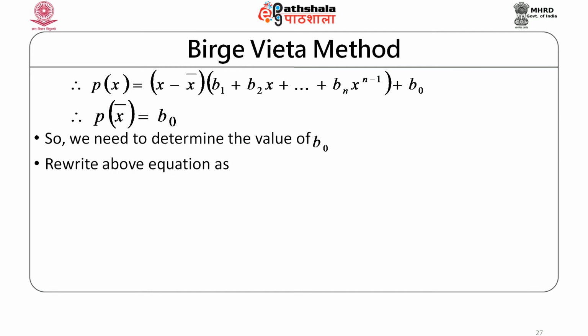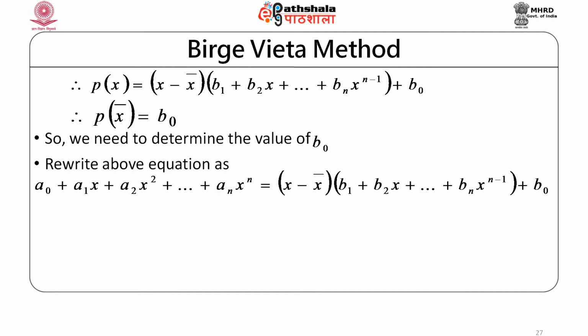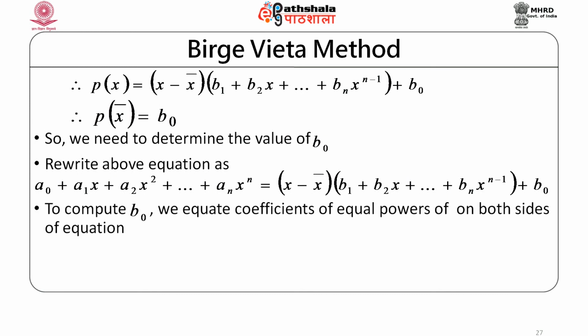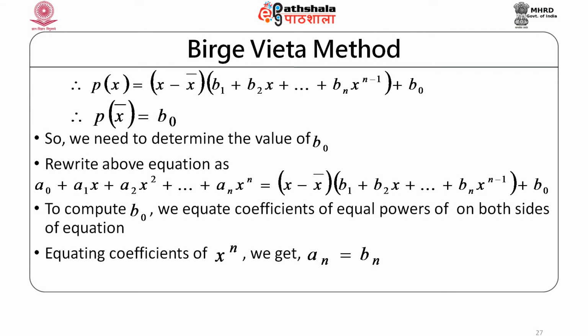Let us equate, to get b 0, the coefficients of different powers of x on both the sides. So, p x I have written as a 0 plus a 1 x plus a 2 x square plus up to a n x raised to n, and the right side is x minus x bar into b 1 plus b 2 x plus up to b n x raised to n minus 1, plus b 0. Equating the power of x raised to n, the left side is a n only and the right side is x into the highest term x raised to n minus 1, which gives you b n. So, we get a n is equal to b n.